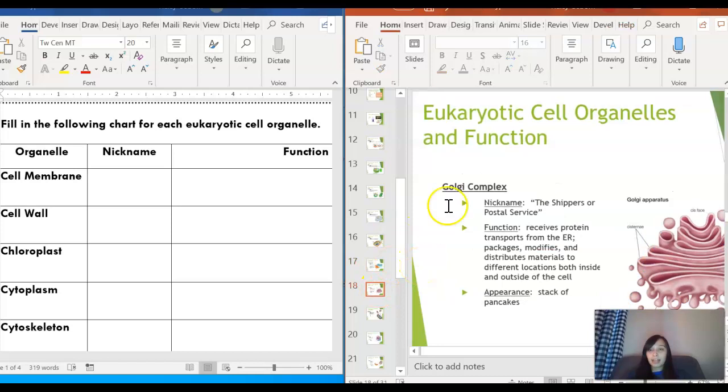All right, the Golgi complex. The nickname is the shippers or postal service. The function is that it receives protein transports from the ER, packages, modifies, and distributes material to different locations, both inside and outside the cell. The appearance is like a stack of pancakes.